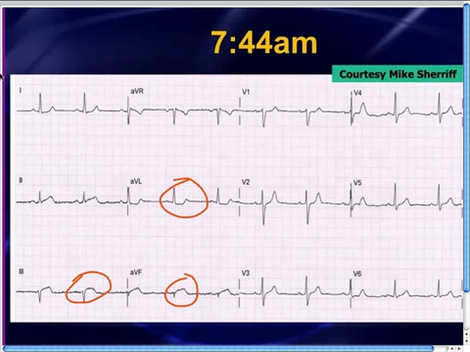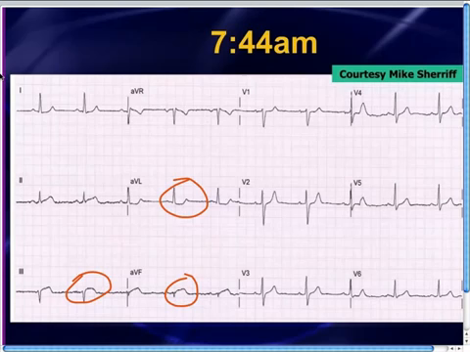The second take-home point is a more generic point. Whenever you see some type of abnormalities on the 12-lead EKG, even subtle abnormalities, in a person who's actively having chest pain, get serial EKGs. Even though that first EKG may be not diagnostic, your serial EKGs over the next 10, 20, 30 minutes or so can become diagnostic, and you just might save a life, just the way Mike Sheriff did.